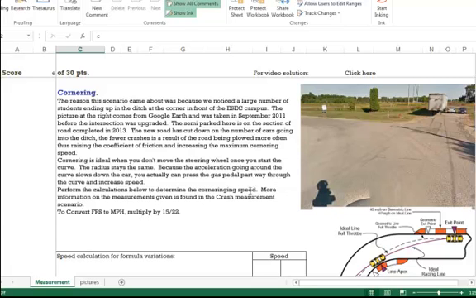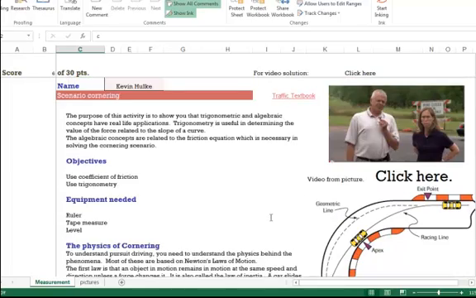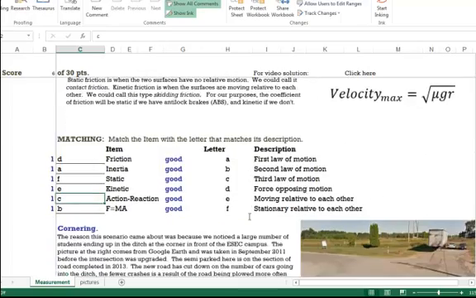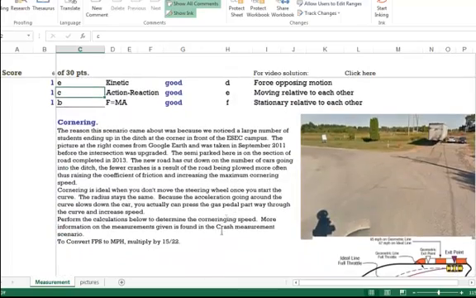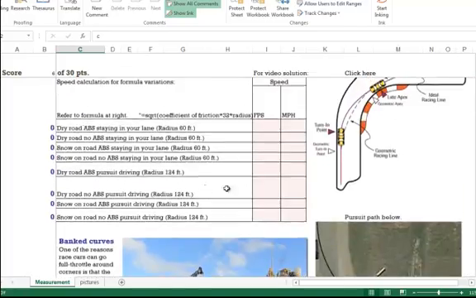Perform the calculations below to determine the cornering speed. More information on measurements is given in the crash measurements scenario that you see up here at the top under traffic textbook. Next, to convert feet per second to miles per hour, multiply by 15 over 22.